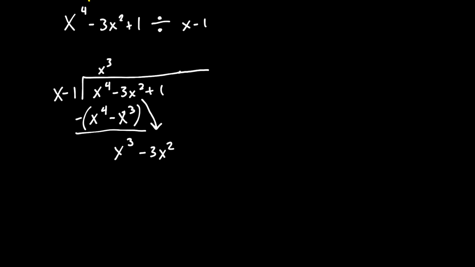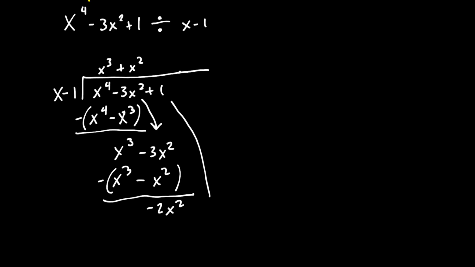Now we want to go ahead and get rid of this x cubed, so we want to multiply our x minus 1 by x squared. This leaves us with x cubed minus an x squared. Multiply this by a negative 1 and then add it to the top. Our x cubes cancel out, and we're left with a negative 3x squared plus x squared, which is a negative 2x squared. Now go ahead and pull the 1 down.